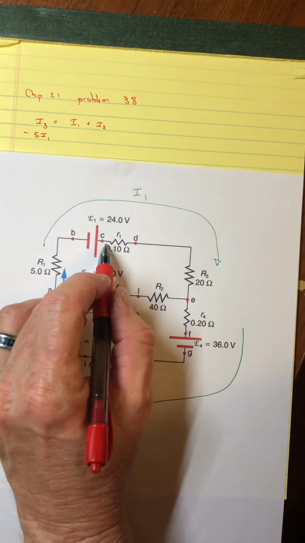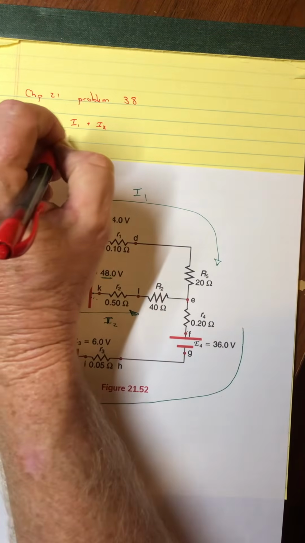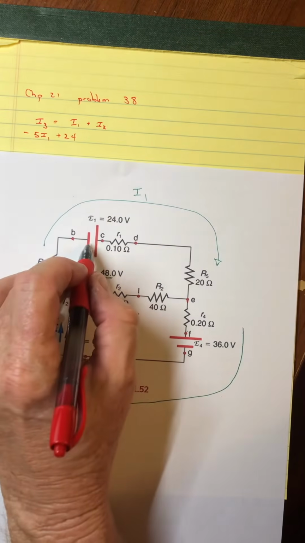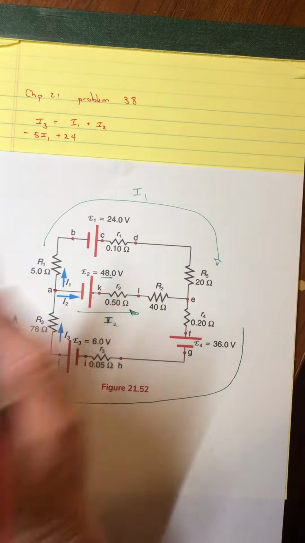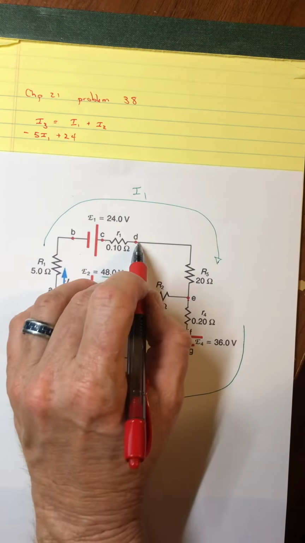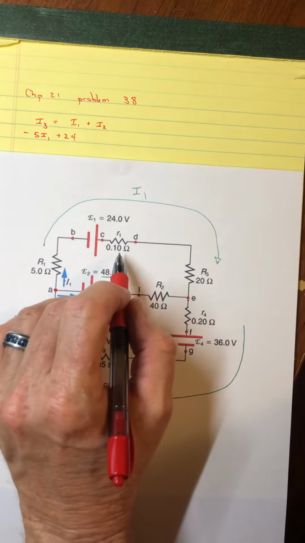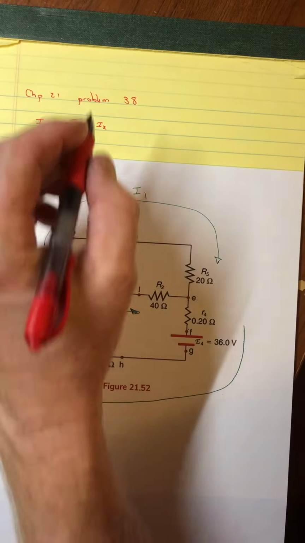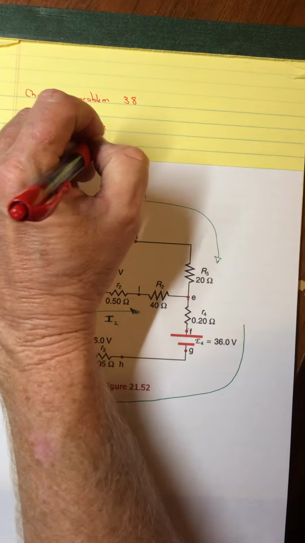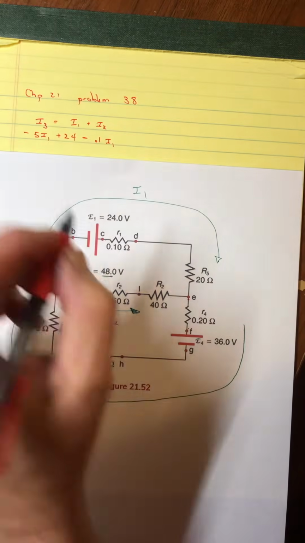Then as I go B to C, that's an increase of 24. I know it's an increase because I go from small bar to big bar. That's what we mean in a battery, and it's 24 volts. I go C to D. That was going with the current, so it's a minus, and it is a 0.1 I1.